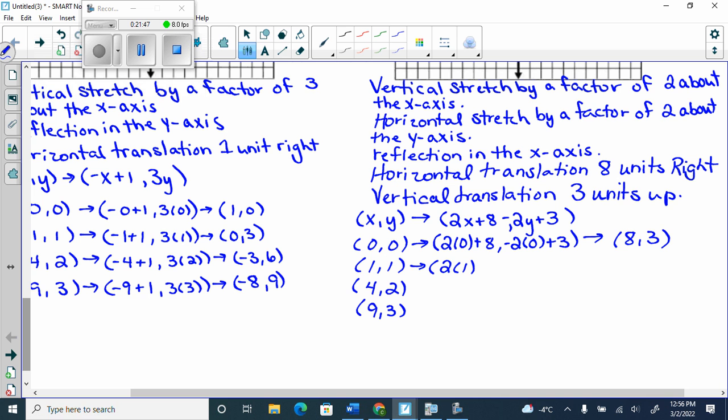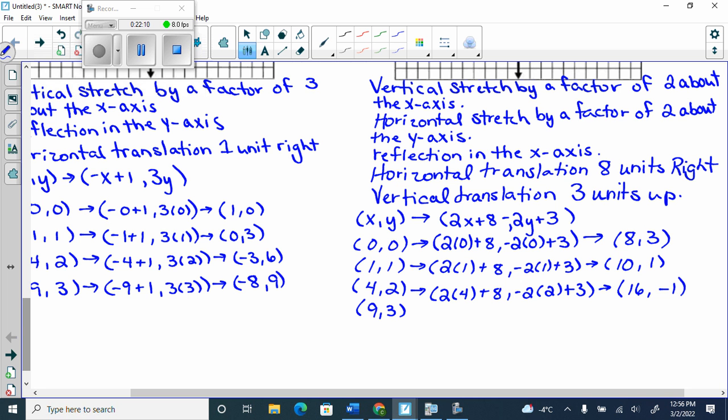So we have 2 times 1 plus 8, comma negative 2 times 1 plus 3, which is 10 and 1. And we have 2 times 4 plus 8, comma negative 2 times 2 plus 3, is 16 and negative 1. And then we get 2 times 9 plus 8, comma negative 2 times 3 plus 3, is 18 plus 8, 26, and negative 3.